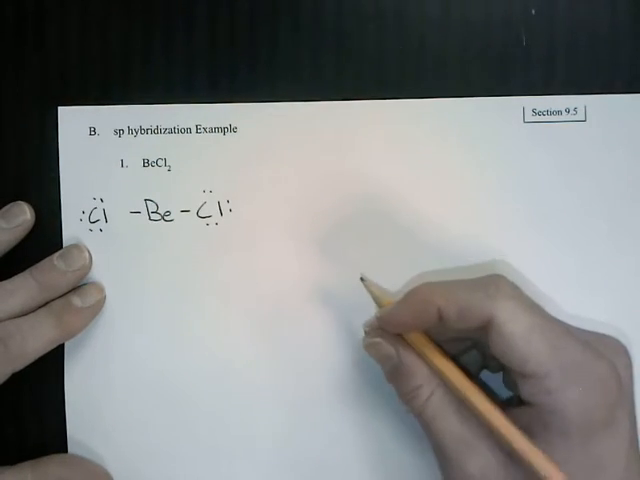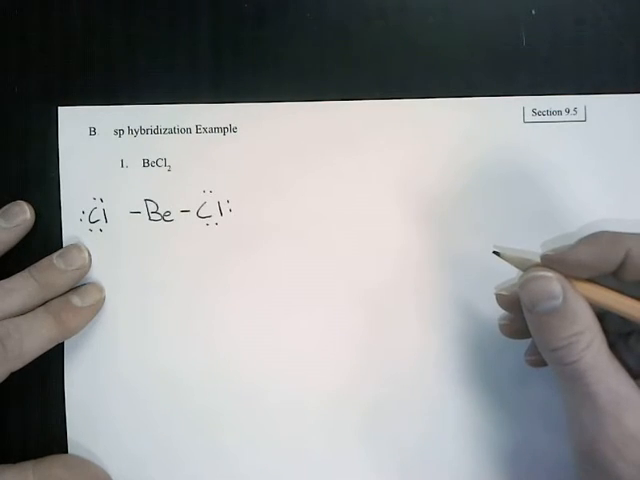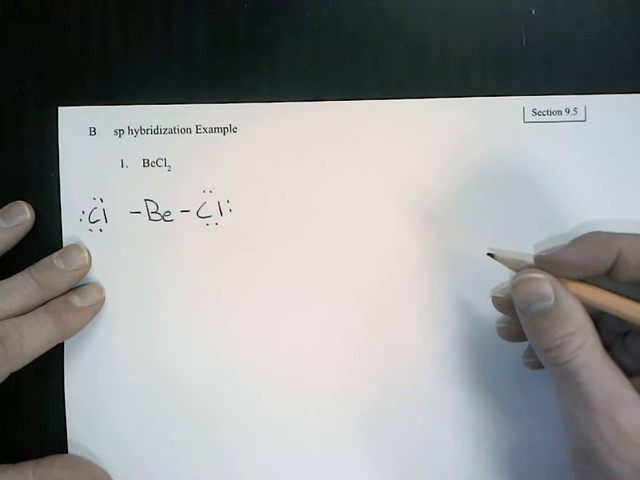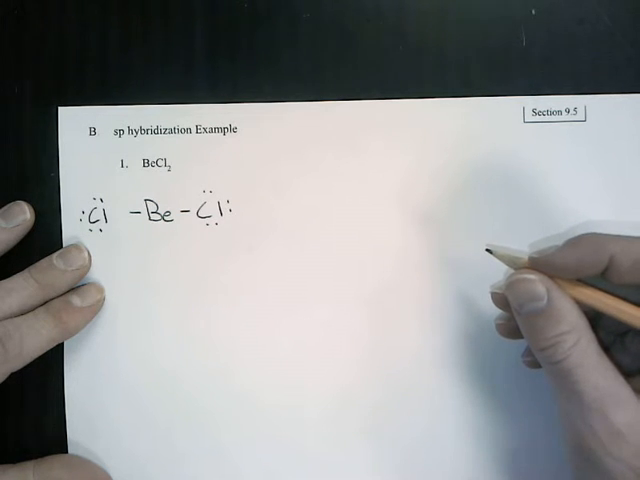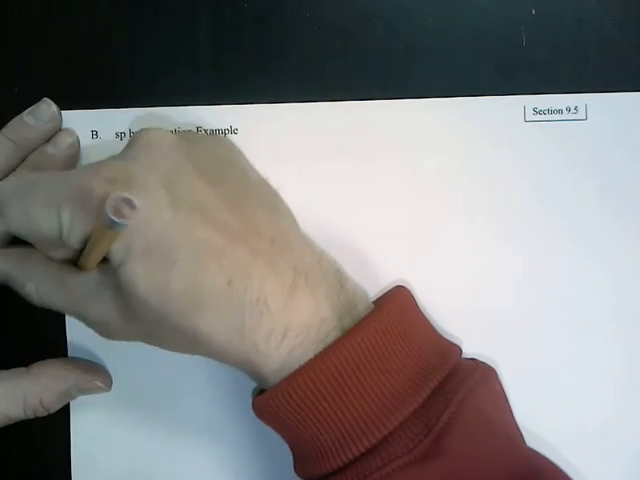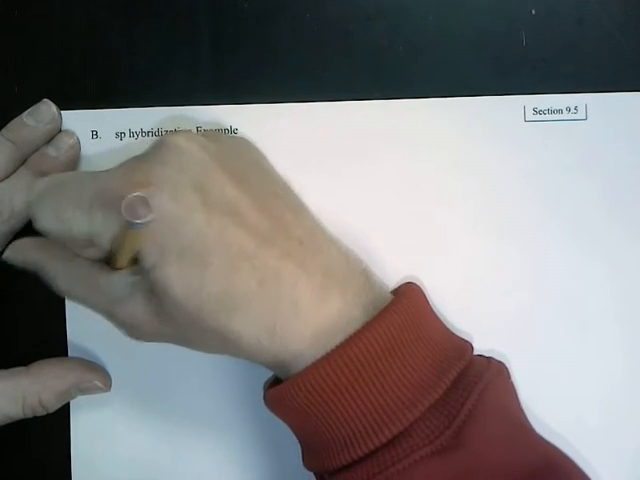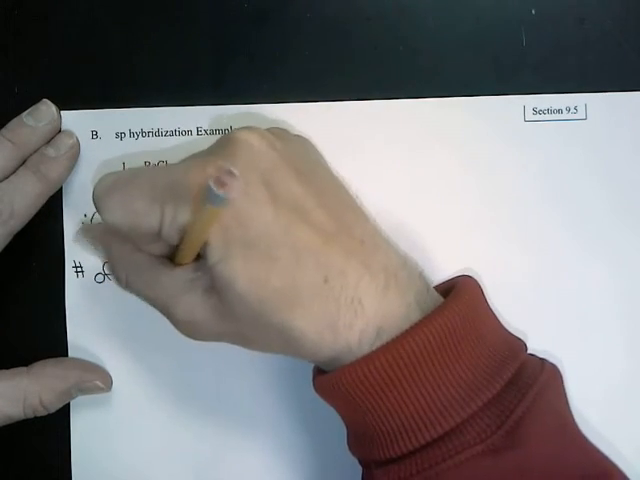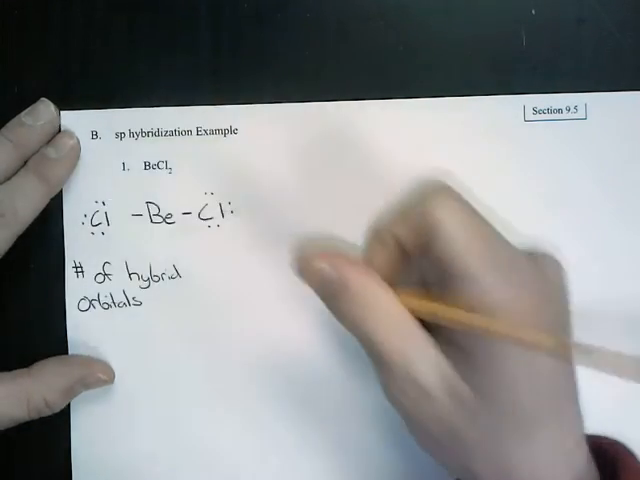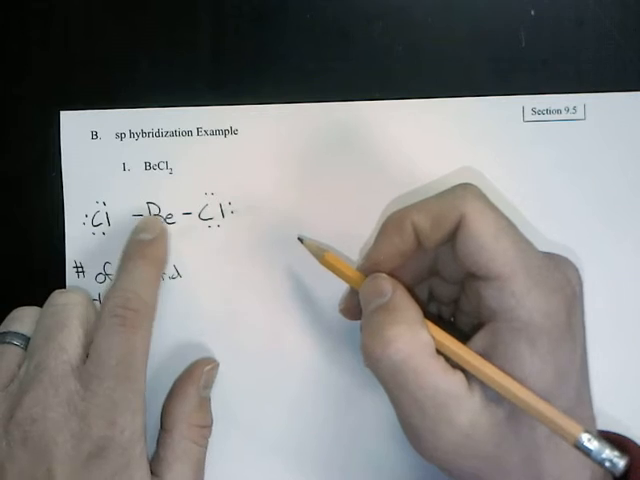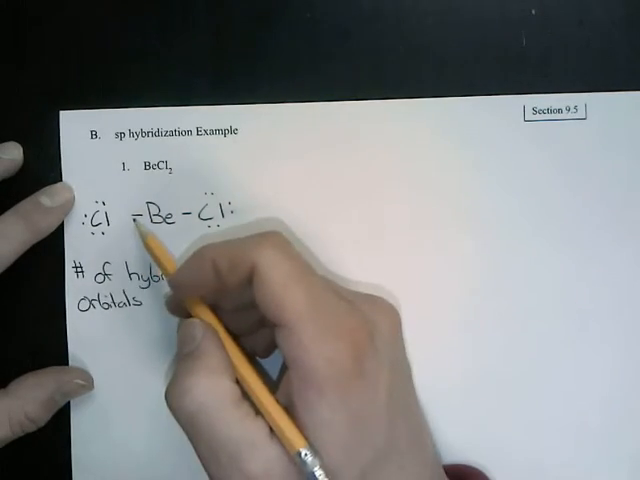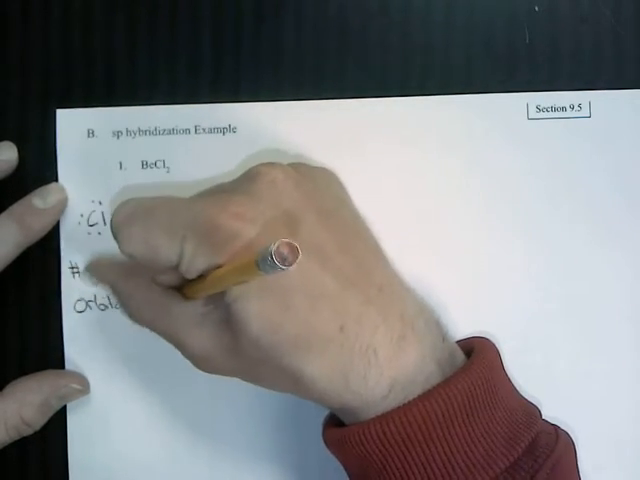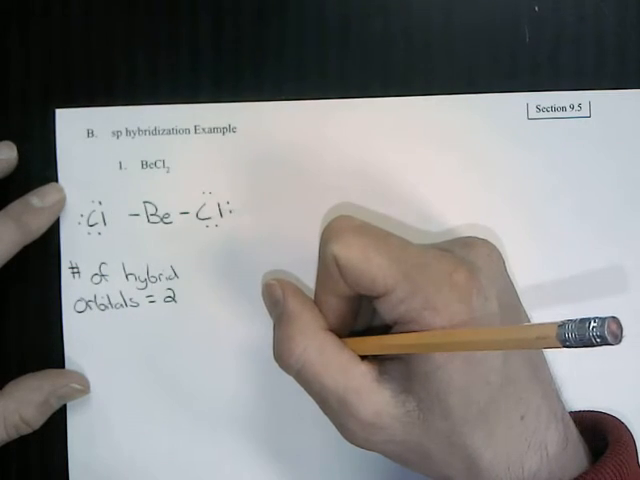Now, from the previous page, it said that the number of hybrid orbitals needed is the number of bonds plus lone pairs. So if we talk about the number of hybrid orbitals needed in this particular example, we would count the number of bonds plus lone pairs around just the central atom. If we do that, we only have 1, 2, and so we're going to need 2 hybrid orbitals.